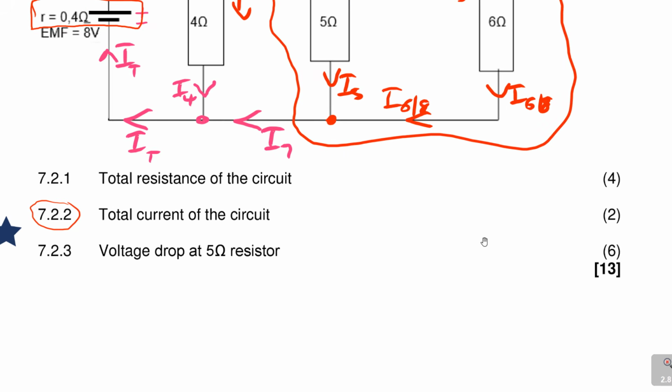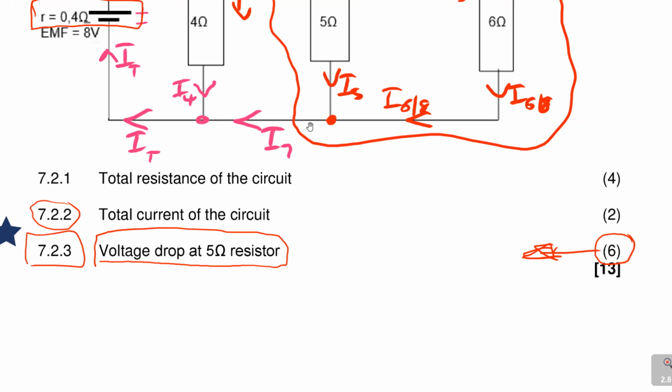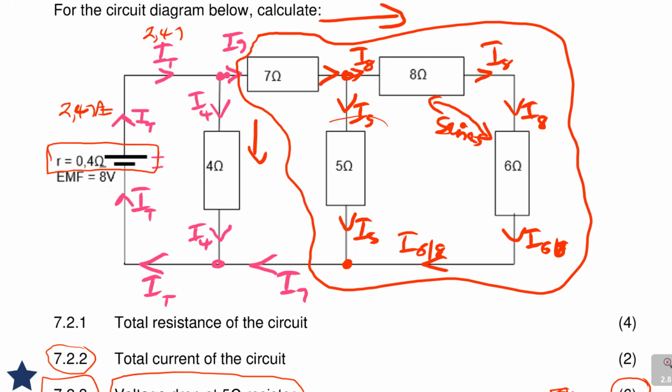Now, the question interesting to me is the 6 marks. That's what actually attracted my attention. This one. Look at it. You think that you have done everything you need to do, but there comes this question. 7.2.3 voltage drop at 5 ohm resistor. We come to the 5 ohm resistor. They are talking about this one, the voltage drop, meaning if we connect a voltmeter here, they are asking what will be the reading of this voltmeter here. That's all they are asking. If you connect a voltmeter, trust me, if you don't do it correctly, you're going to get things wrong here.